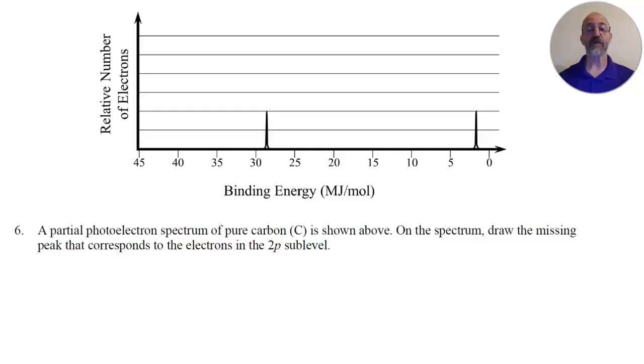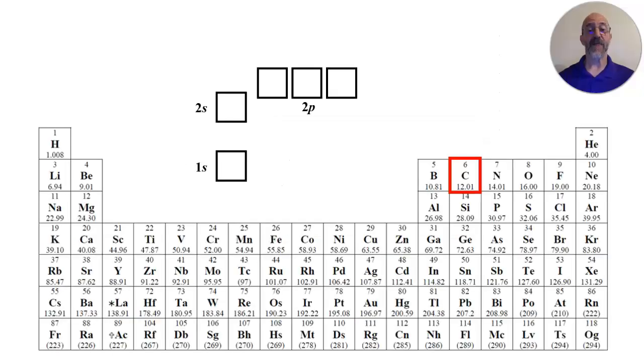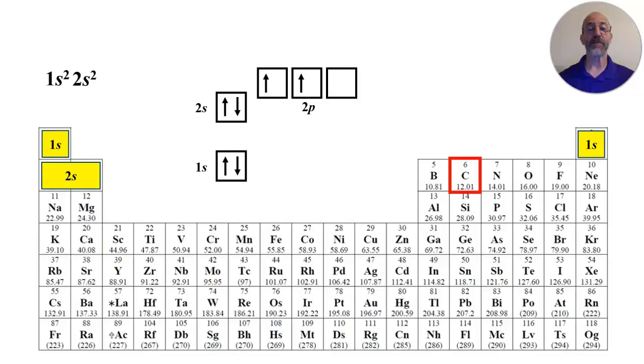Let's consider the details of carbon. So carbon has atomic number 6. That means that the electron configuration of carbon contains a total of 6 electrons. 2 electrons in the 1s, 2 electrons in the 2s subshell, and then finally 2 electrons in the 2p subshell. Now, the 2p peak is what we have to draw in this diagram, but let's consider the location of the peaks for 1s and 2s.